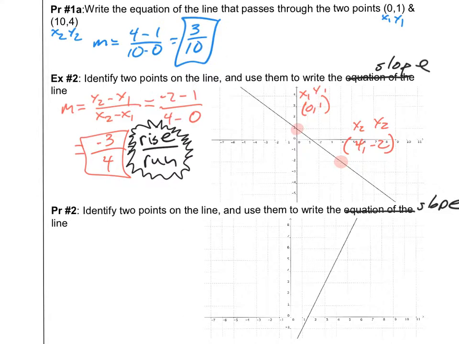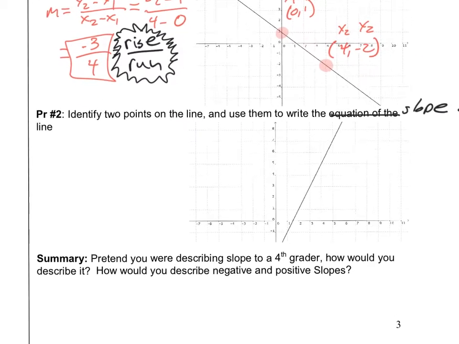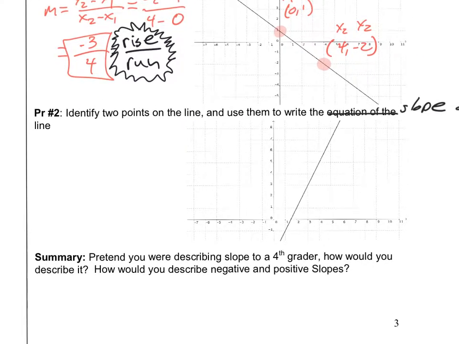All right, so I want you to try practice 2, identify 2 points on the line, and use them to write the slope of the line. So again, pause the video, give that one a shot, and then check back to check your work.